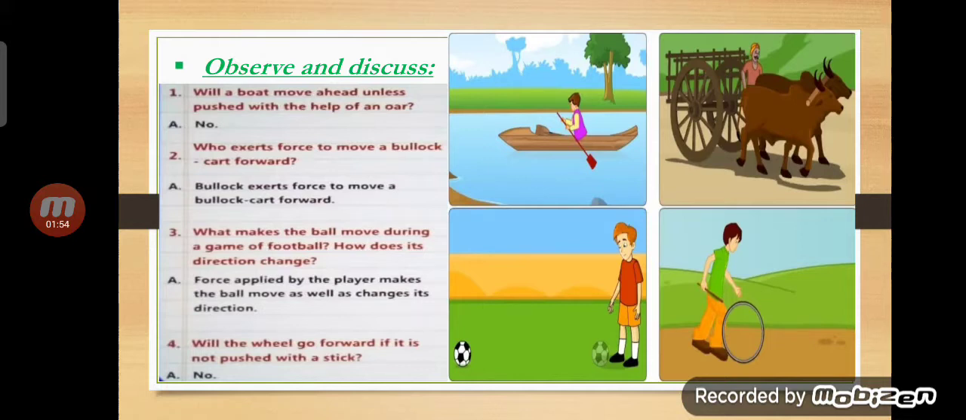The next question is, what makes the ball move during a game of football, and how does its direction change? The correct answer is the force applied by the player makes the ball move as well as changes its direction. Next, the fourth question is, will the wheel go forward if it is not pushed with a stick? The correct answer is no. Okay, children.